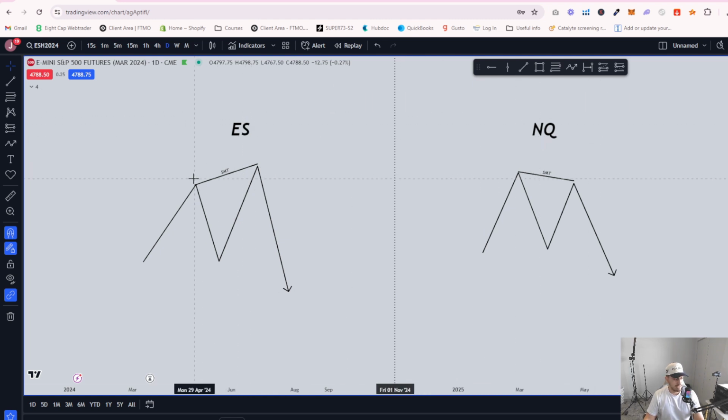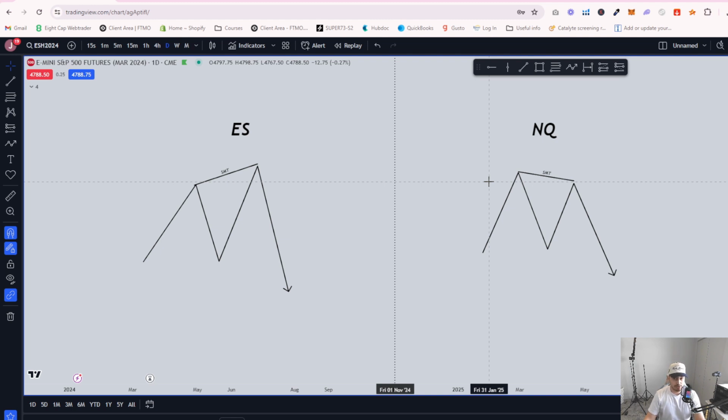But that is basically an SMT divergence, when one of the correlated pairs takes its high or low and the other one refuses to do so, okay? So there's a discrepancy, and these two are supposed to be correlated. So this gives you a clue that smart money is probably trying to reverse the move, or there's manipulation going on, right? There's just a discrepancy going on, and that is going to give you a clue on what may come, okay?